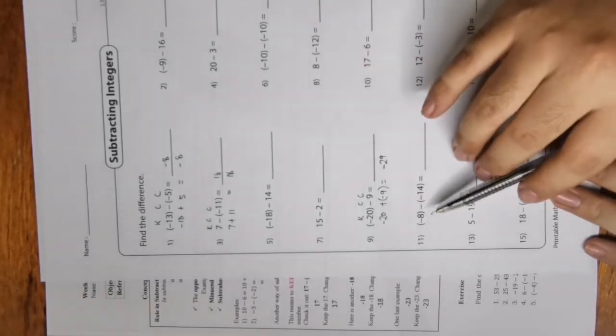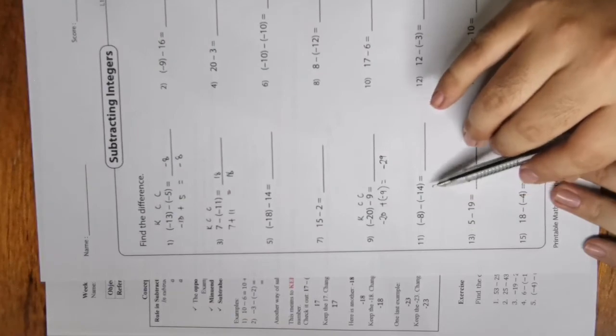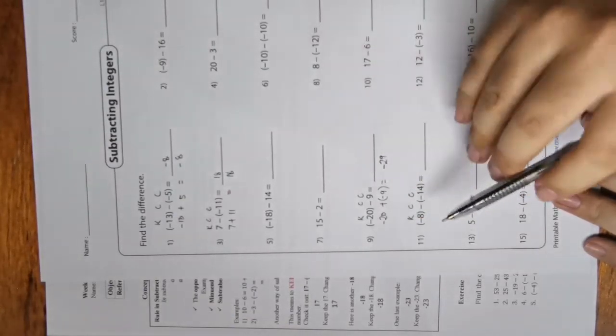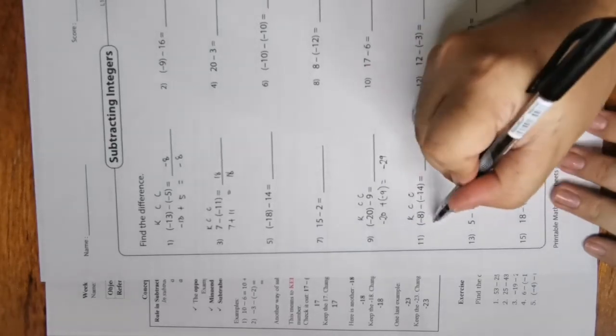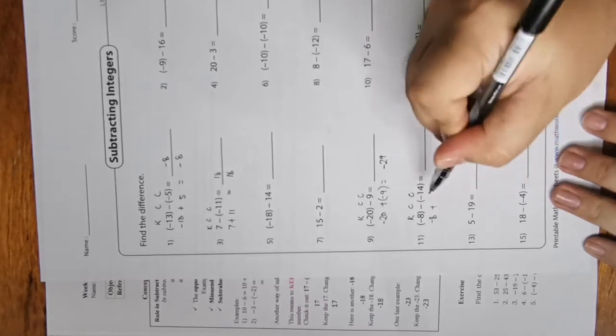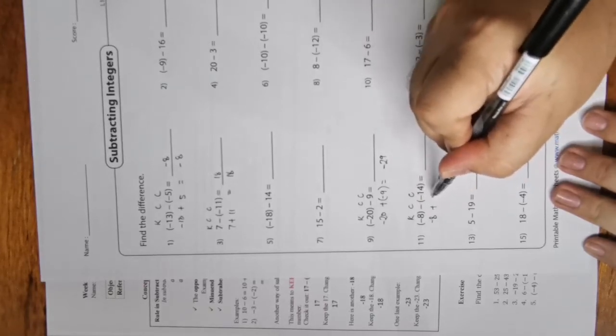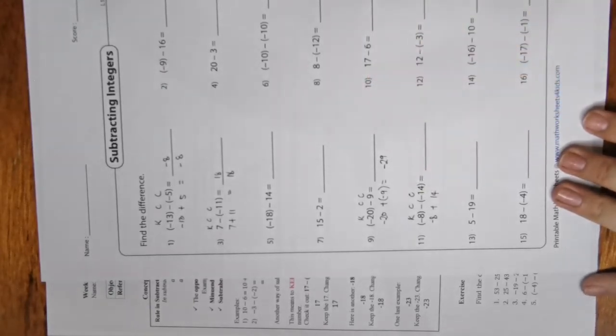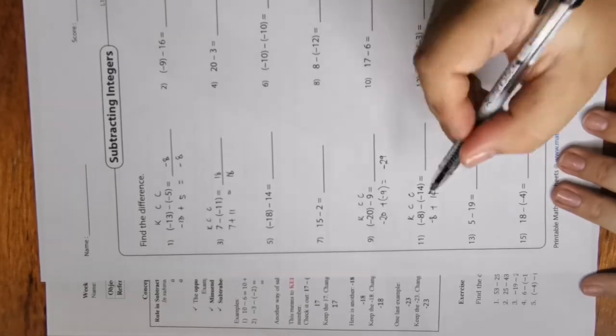Last example, negative 8 minus negative 14. Applying again the KCC or the keep change. We have negative 8. I-keep si negative 8. Then si minus kay i-change man, mahimo siyang plus. Then si negative 14, i-change nimo, mahimo siyang positive 14. Ayaw na pagsulat og plus og positive kay as what I've said last time, kung positive number pwede na di suwatan og plus sign.